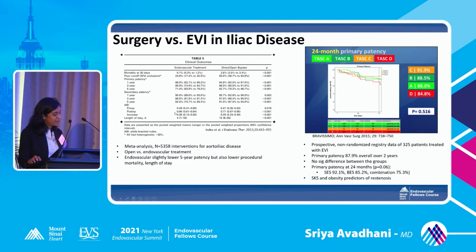We have limited data, but we have a meta-analysis from 2013 that did compare surgical versus endovascular therapies for iliac disease. And as you see, the patency overall is better with a surgical approach, but it's at the expense of higher mortality, higher length of stay, and more complications. And we also have data from this Bravissimo registry that shows overall patencies almost above 85% at 2 years, and this is maintained through the different TASC lesions.